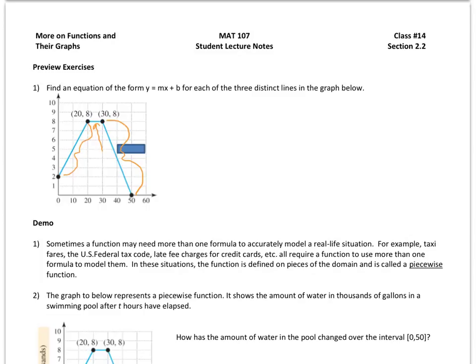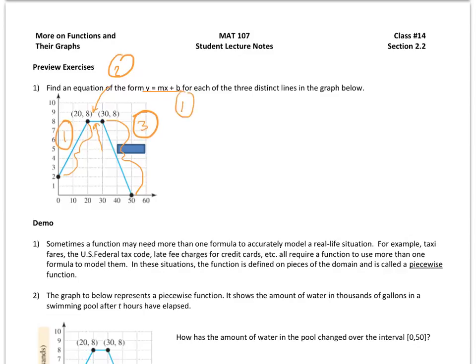So let's just remind ourselves how to find the equation of a line. So we can call this piece 1, and this guy we'll call piece 2, and this guy we'll call piece 3. Okay, so if I want to find the equation of a line, it generally has the form y equals mx plus b, and m represents the slope and b represents the y-intercept.